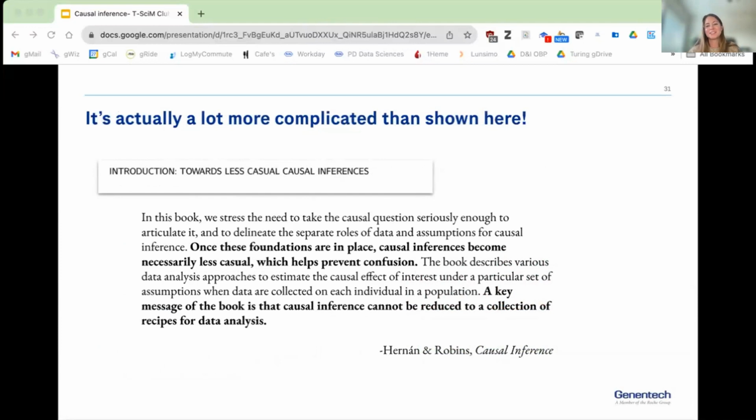And despite the quite simplistic example that I showed here, it can get pretty complex. So I really like this excerpt from this great book written by Hernan and Robins, who are considered the founders of causal inference. They wrote, the more you learn and achieve in causal inference, the causal inferences you make become indeed less causal because of the many stipulations and assumptions that are rightfully couched around them.